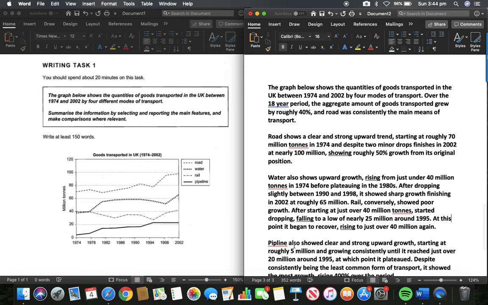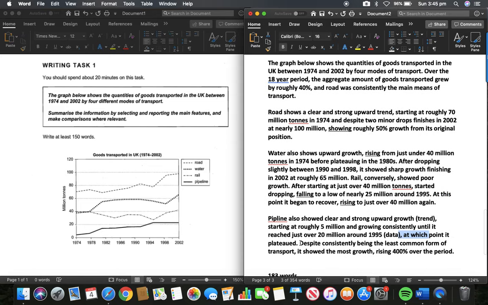Pipeline also showed clear and strong upward growth. And again, we've got the trend. You don't have to write this. And then I've supported it with data, starting at roughly 5 million and growing consistently until it reached 20 million around 1995. So I've got the data. Always important. Please don't write data in your text. And again, I've done the same thing here, at this point or at which point. So just remember, period, at this, comma, at which point it plateaued.